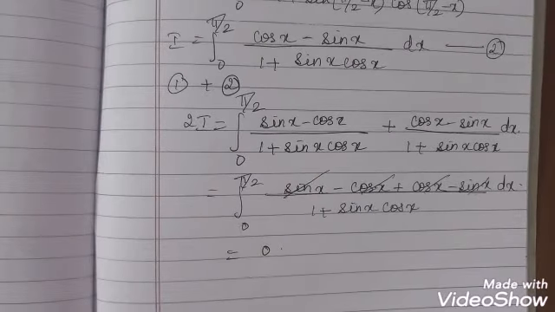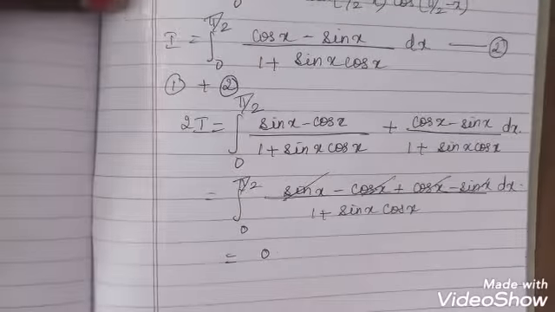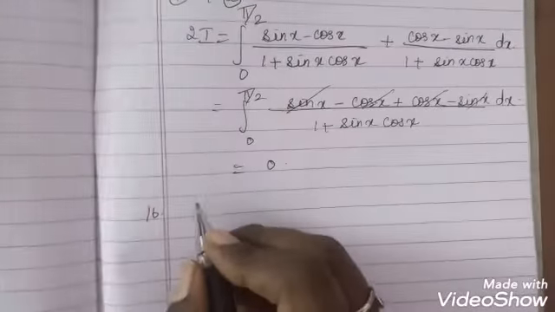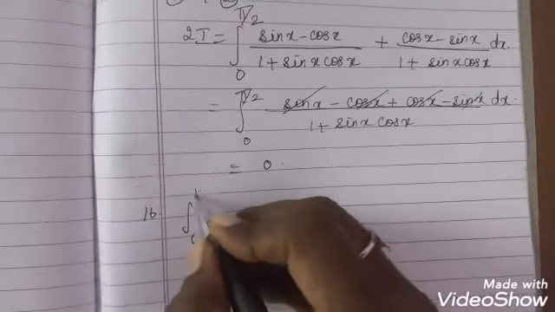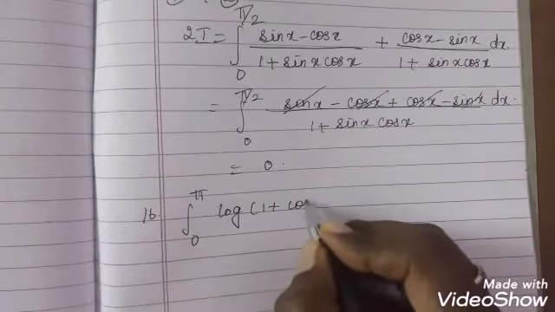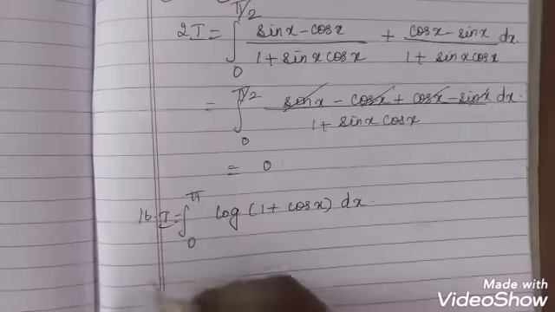So what is the evaluation of this integral? What's the answer you get? It is equal to 0. You understood? Okay. Now we'll go over to the 16th question here. What is the 16th question? Integral over 0 to pi, log of 1 plus cos x dx.